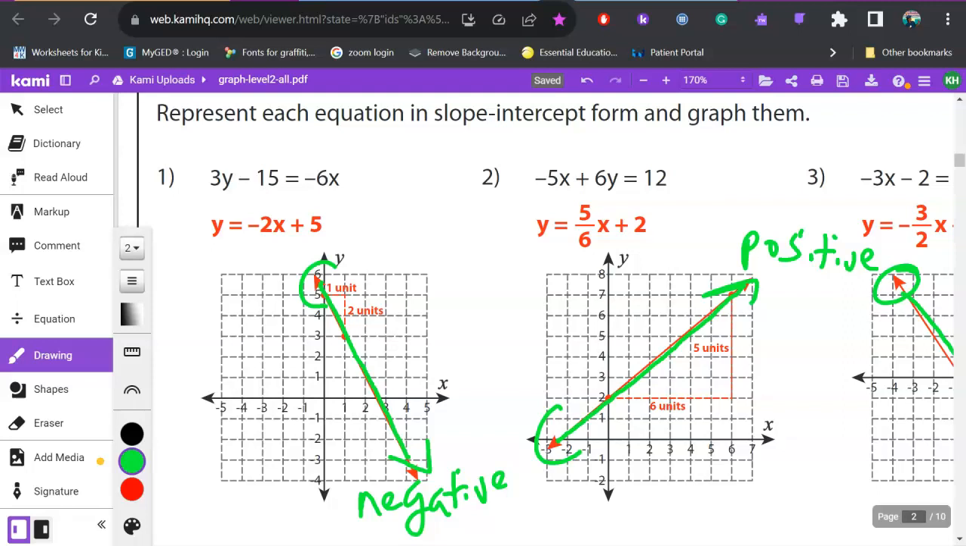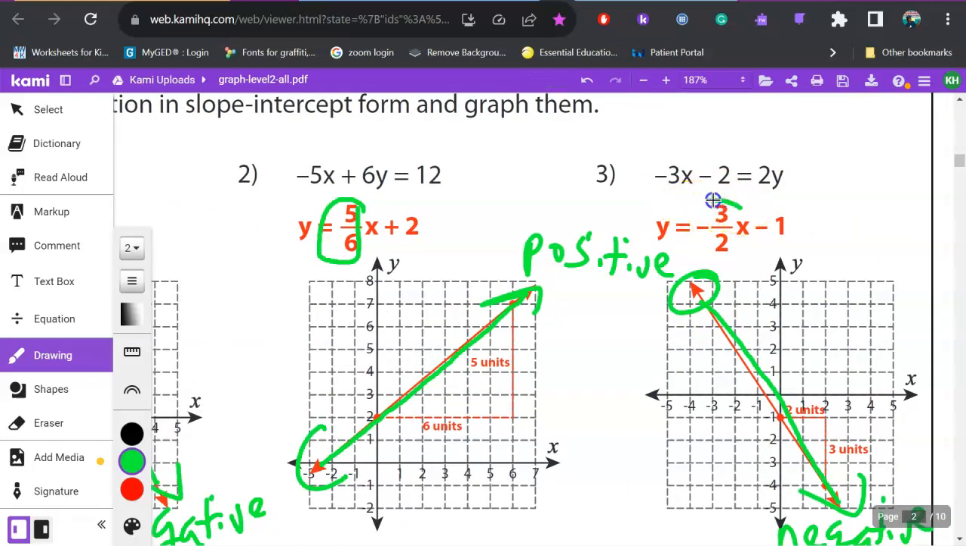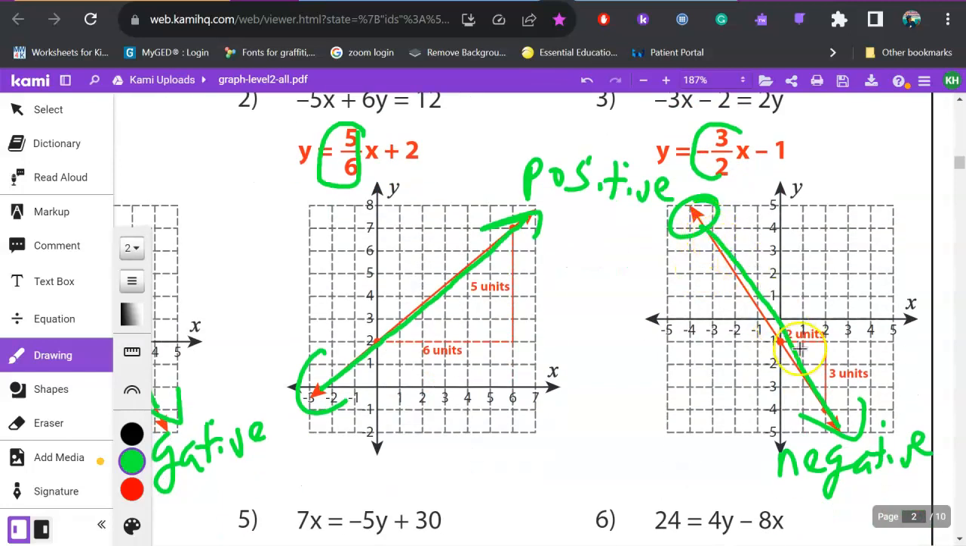Now, here's something else that's very cool. Check this out. How to know if you are graphing correctly. Remember their slope number? Remember that -2 is our slope number, right? If your slope is negative, your line should be negative, which it is. If my slope is positive, positive 5/6, my line should be positive, which it is. If my slope is negative, my line should be negative. There it is. How to easily tell.